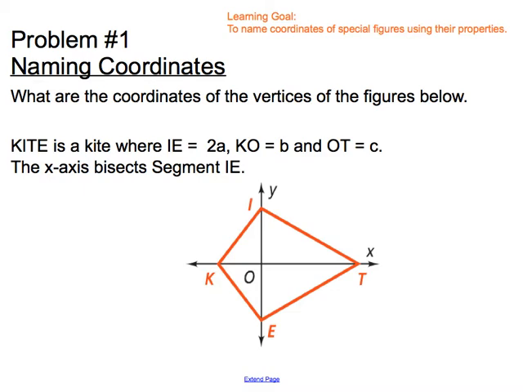Another example of this type of problem is kite, K-I-T-E, where segment IE has a length of 2A, segment KO has a length of B, and segment OT has a length of C. In this case, the x-axis bisects segment IE. So we have two congruent segments. OI is congruent to OE. And since its entire length is 2 times some variable A, we can say that each part has a length of A. The distance from K to O is B. So this has length B, and the length from O to T is C.